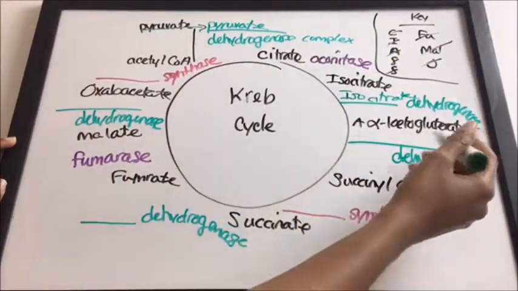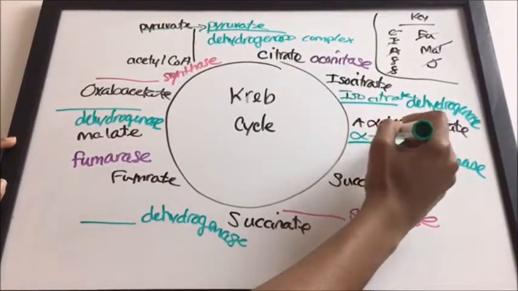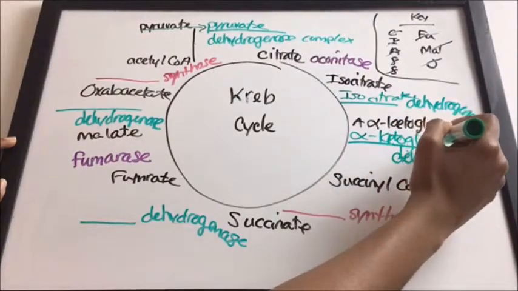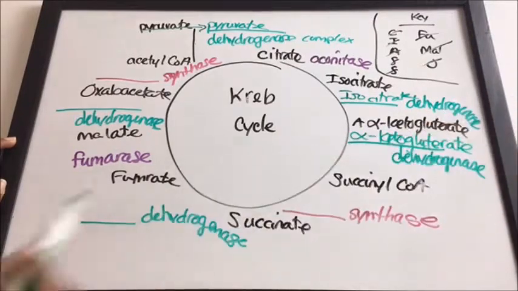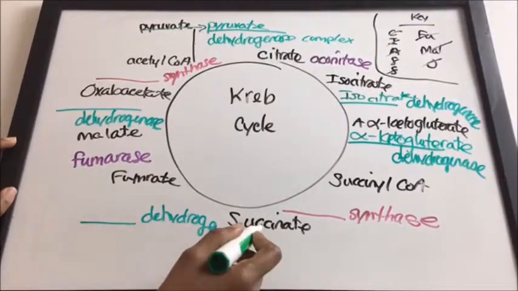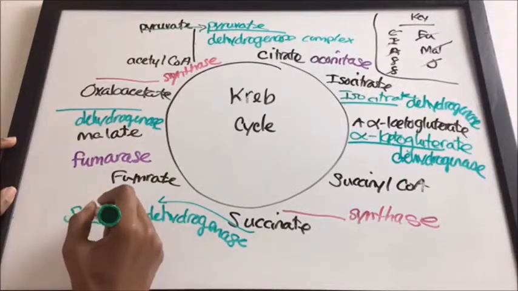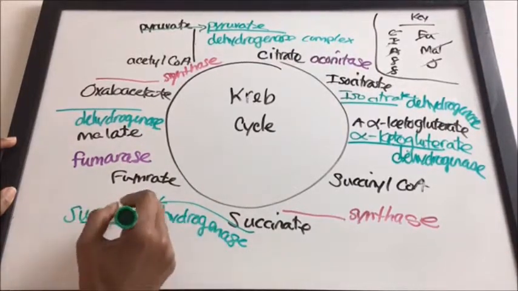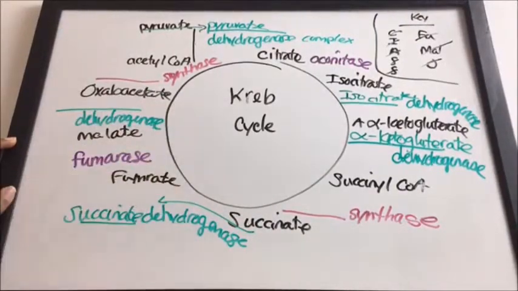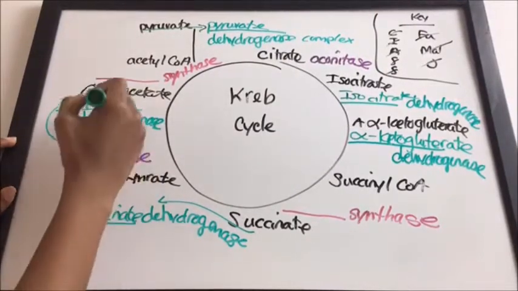Between alpha-ketoglutarate and succinyl-CoA, what? Bring down the name. Alpha-ketoglutarate dehydrogenase. With the next dehydrogenase, what are you going to do? Bring over the name. Succinate dehydrogenase, and it's between succinate and fumarate. Our next dehydrogenase, bring over the name, and it's malate dehydrogenase.